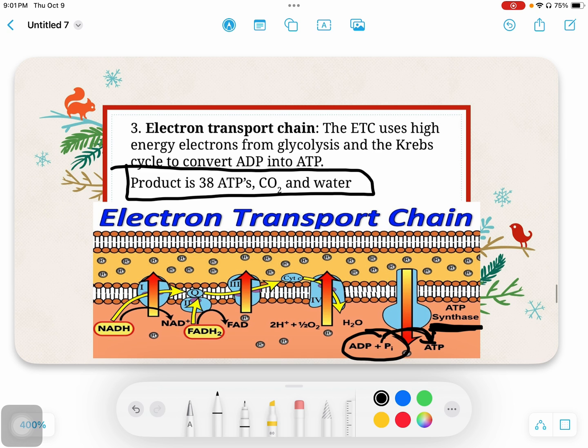We can also see here we have 2 hydrogen ions and an oxygen diatomic. They're going to attach to then make water. So we can see how that would be one of our products. And then carbon dioxide was created beforehand in the Krebs cycle. And so that was what makes our final products.